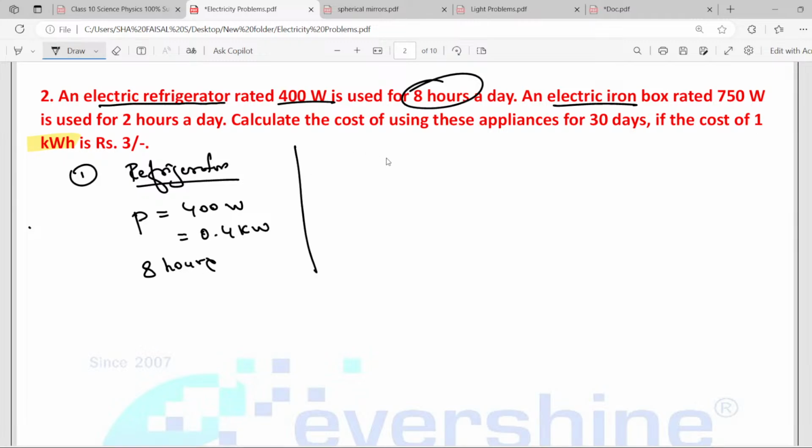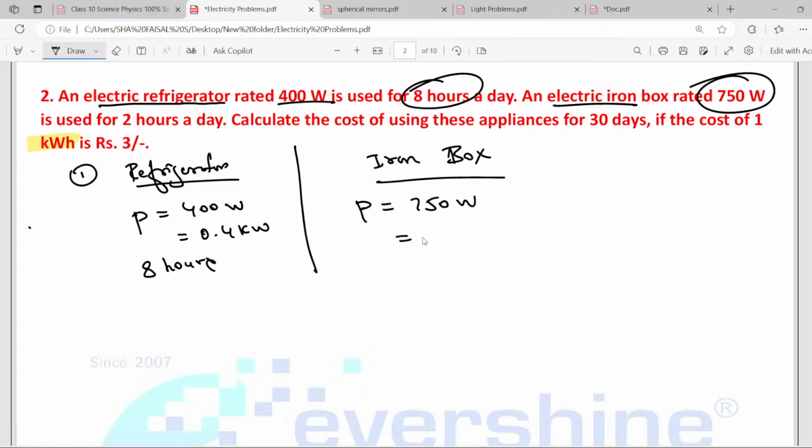Okay. Next case. Iron box. Let me write here. What about the electric iron box they have given? How much is the power? 750 watt. Convert into kilowatt. 750 divided by 1000, you will be getting 0.75 kilowatt. For how many hours you are using per day? 2 hours. We are using this for 2 hours per day.